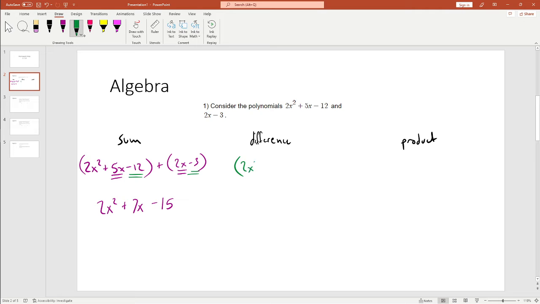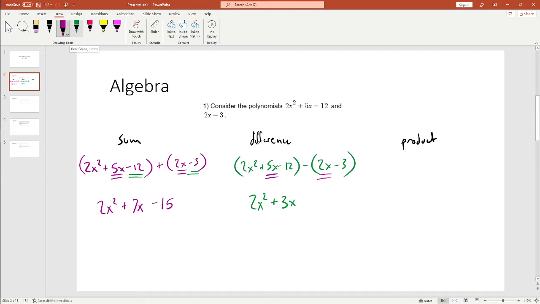So pretty straightforward. For the difference, we have to be careful here. If I do 2x squared plus 5x minus 12 minus 2x minus 3, it looks like it'd be the same thing, right? But that sign in the middle really changes stuff. There is still nothing to combine with my 2x squared. But if we look at our x terms, I have a 5x, and now I'm subtracting 2x from that. So that ends up being plus 3x.